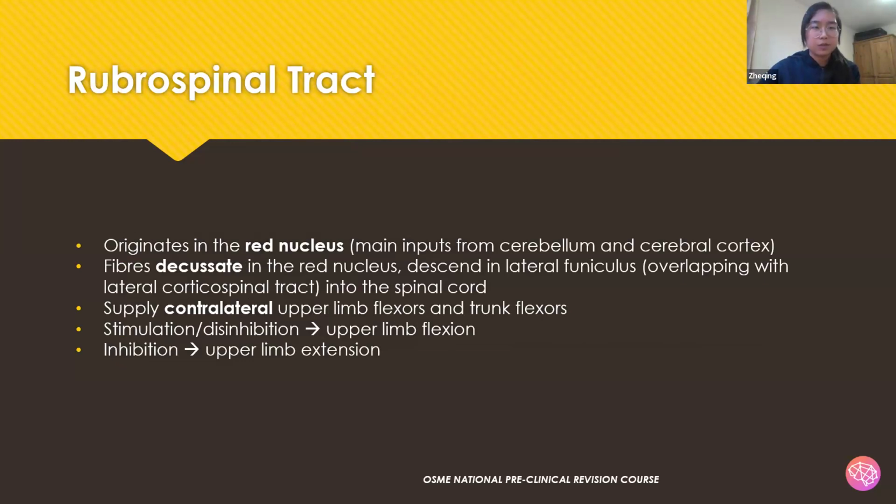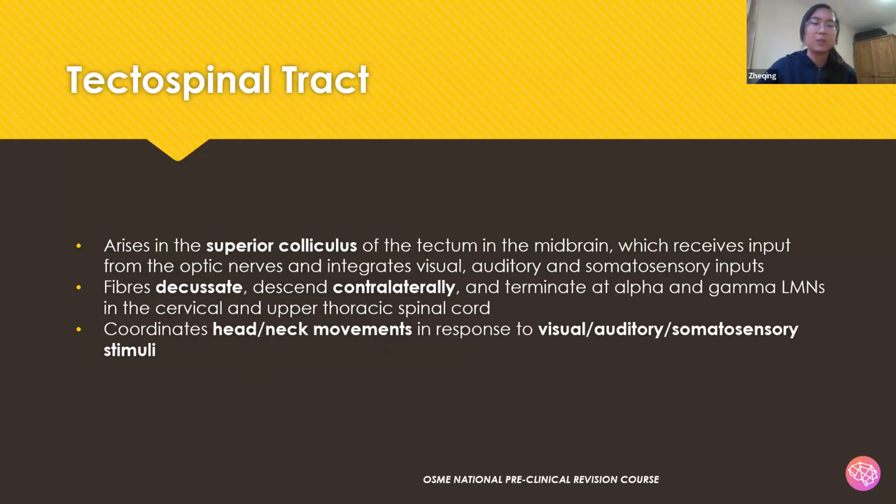And now we move on to the rubrospinal tract, which originates in the red nucleus. And the fibers decussate in the red nucleus. So all of it is contralateral innervation. And they supply the upper limb flexors and trunk flexors. So when they're stimulated, they cause upper limb flexion, and when they're inhibited, they cause upper limb extension. So this is important in decorticate versus decerebrate posturing, which I'll talk a bit about if we have time.